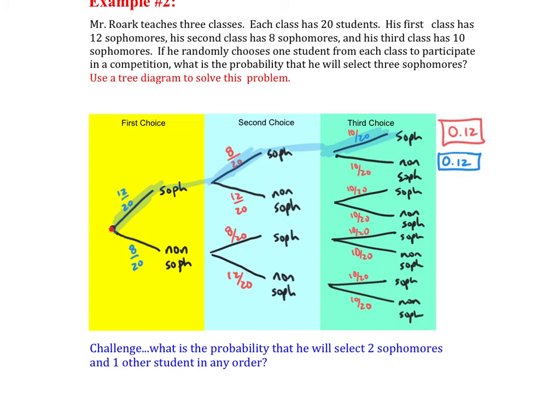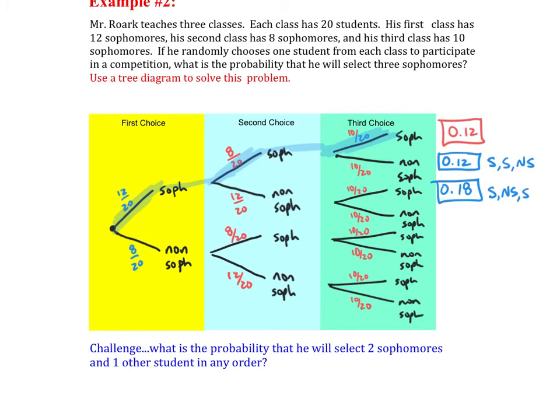And then we could pick a sophomore, then a non-sophomore, then a sophomore, because we want 2 sophomores and 1 non. So we have 12 out of 20, and then we multiply by 8 out of 20 and multiply by 10 out of 20. And that probability would be 0.18. I'm going to label that as S, non-S, S.